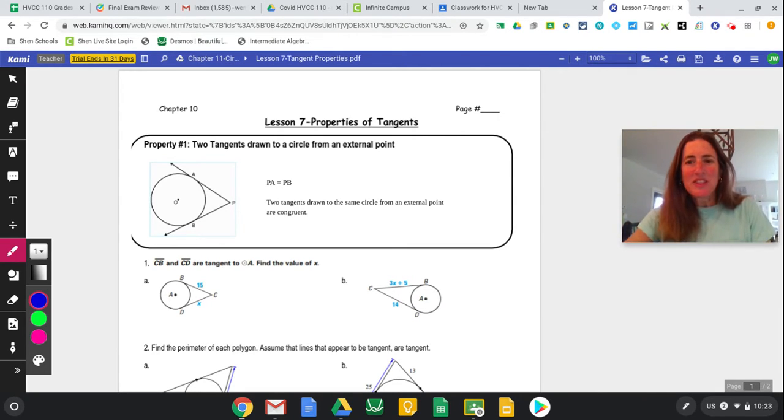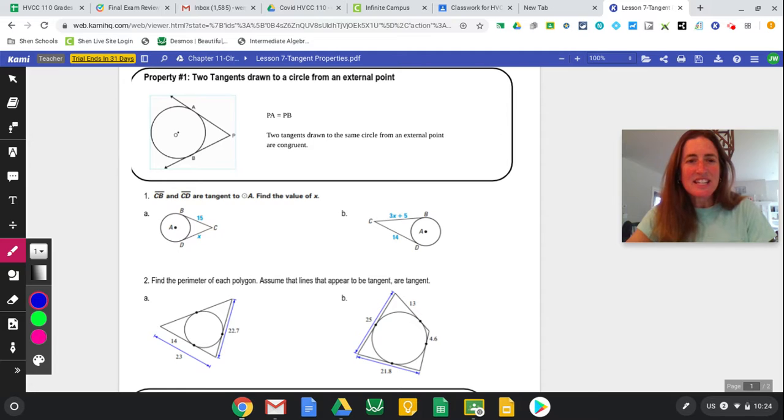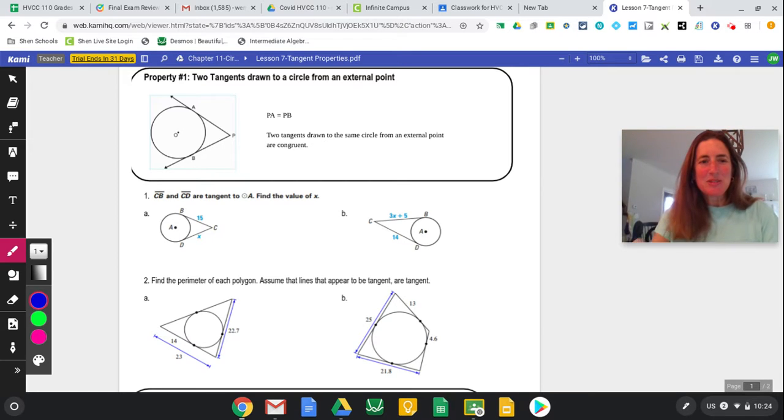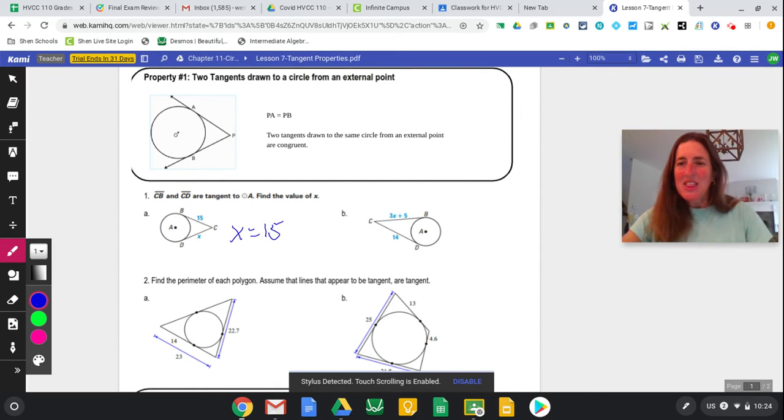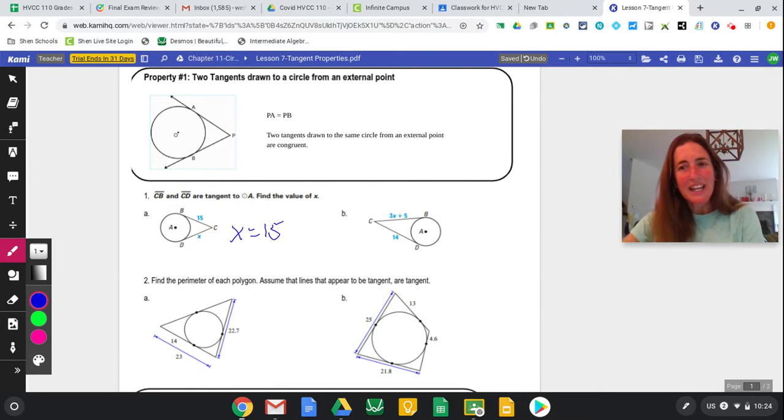So if you look at the first example, we have CB and CD tangent to circle A, and it says find the value of X. This is real tough, folks. If CB is 15, then that means that X has to be 15 in this case. They have to be the same. They cannot differ from each other because they're congruent.